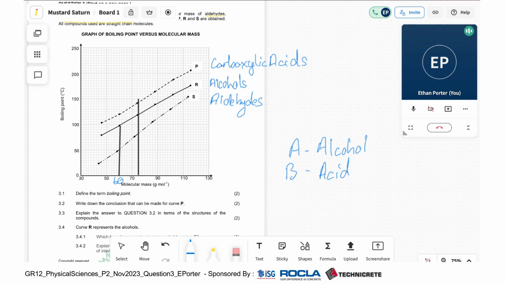Okay, so the question was asking us to explain the difference of the boiling point by referring to the structures. So you basically have to talk about the different intermolecular forces available to these classes of molecules. You don't have to work out the exact molecule and then talk about that one in particular. You can just talk about alcohols versus carboxylic acids in general. So first of all, carboxylic acids, which is B, in addition to London forces, also have dipole-dipole forces, and they have two sites for hydrogen bonding.